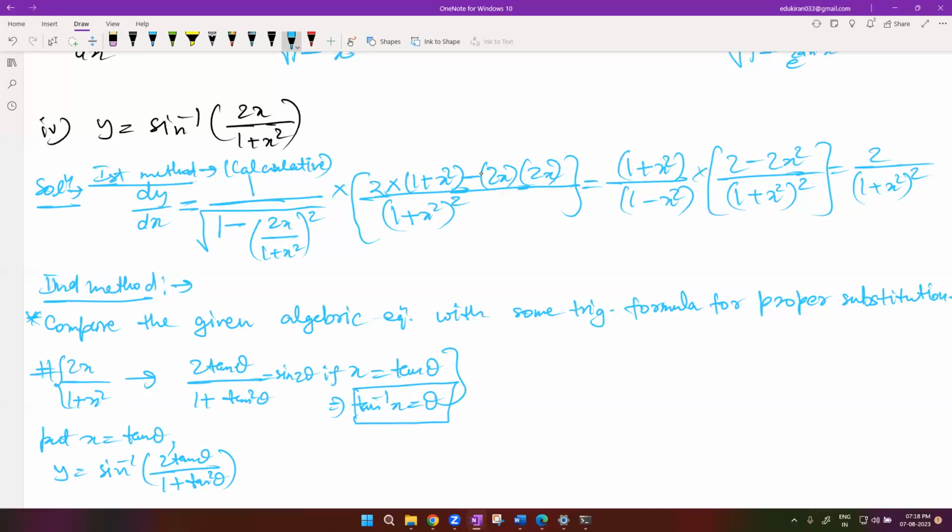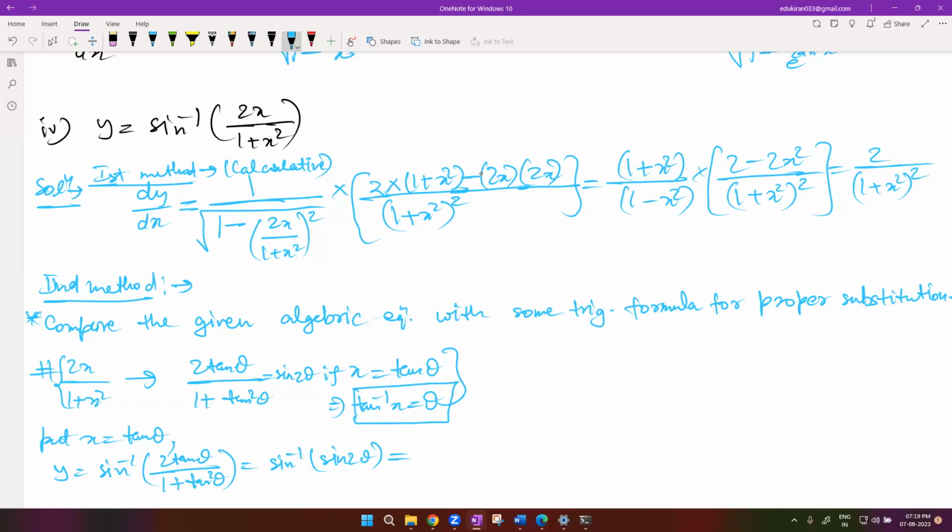Which is equal to sin 2 theta, right? So this whole expression will become sin inverse. Yeah, Charles. We can put tan theta here, but we cannot put sin theta. You can put sin theta, but then it will become 2 sin theta upon 1 plus tan square theta, and this is not a formula that will help us reduce sin inverse.